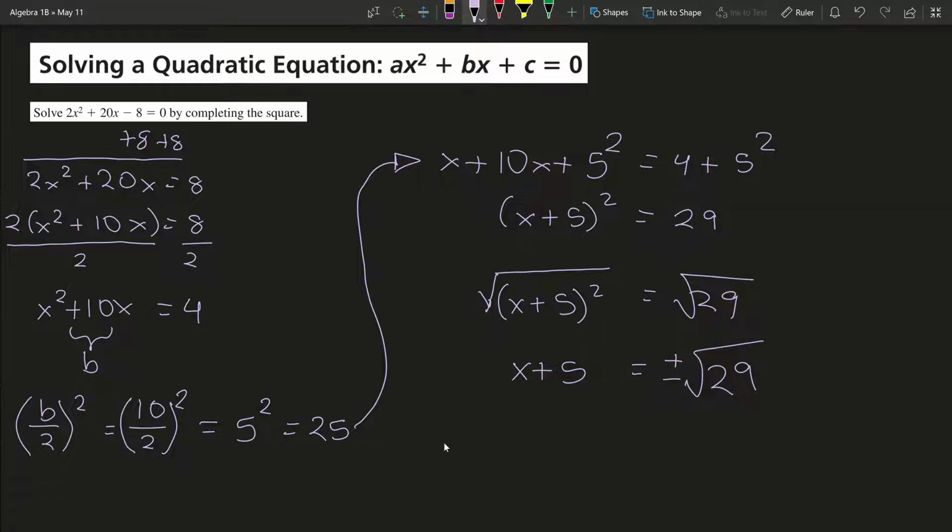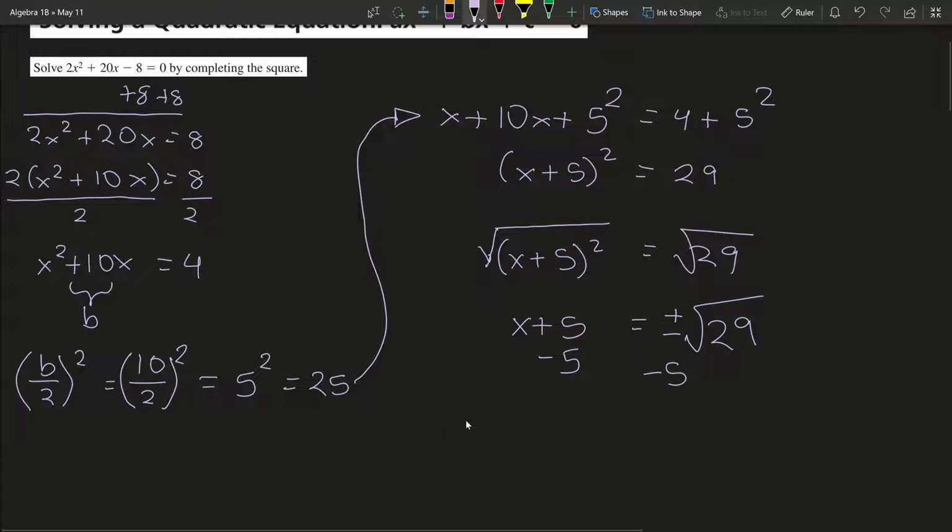And now, that means our two answers are going to be, well, before we do that actually, we need to get rid of this positive 5. And to do that, we need to subtract 5 from both sides, which leaves us with x. Let me do some different color. Alright. That leaves us with x is equal to negative 5 minus root 29. And our second answer is going to be negative 5 plus root 29.